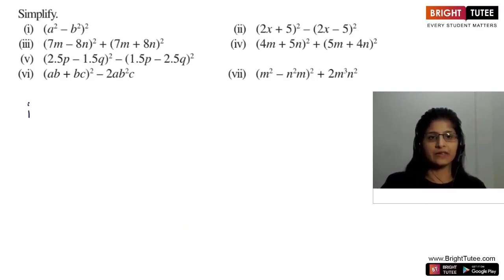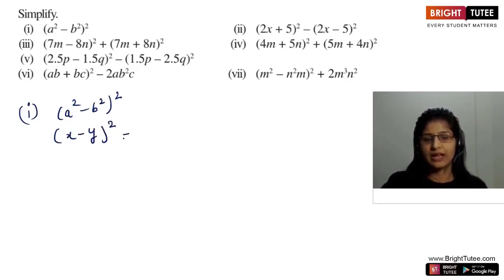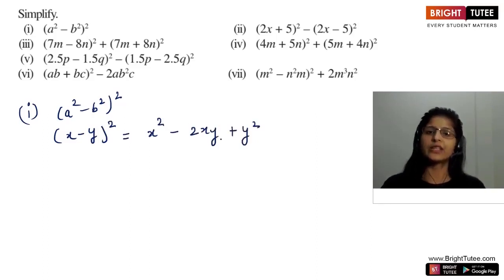The first part is given as (a square minus b square) whole square. Right, so we can compare it with (x minus y) whole square, and it is equal to x square minus 2xy plus y square. I am using the identity of (a minus b) whole square only, but why am I using the variables x and y? To just make a difference between the a and b used in the question, and that I am using.